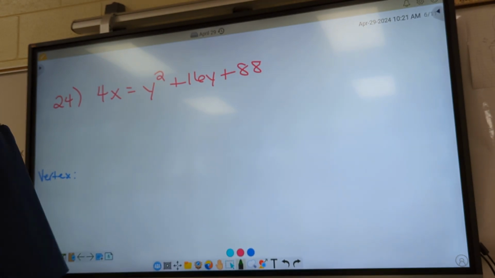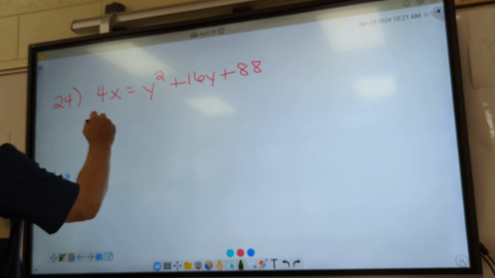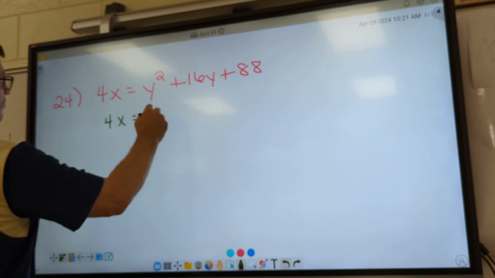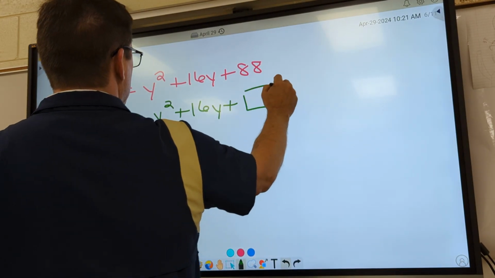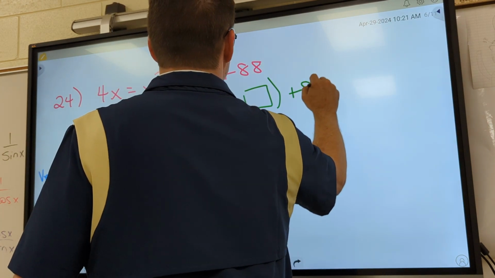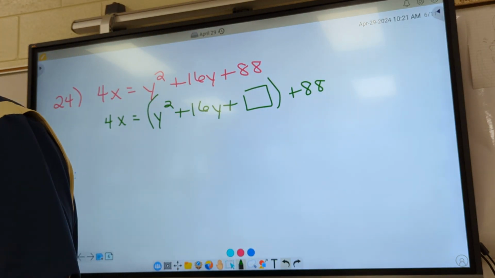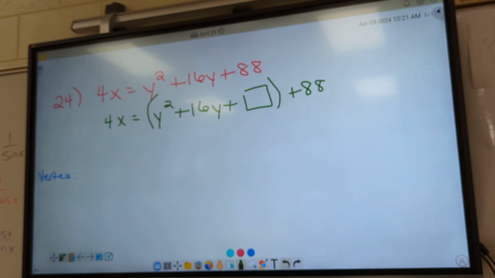24, just like we've been doing. We're going to leave the 4x over here on the left side. We're going to make our box for our group. You guys fill that in for me. The plus 88 we just moved down. Do that step. Good. The same way that we've been doing it. What we'll do on the very last step, we'll just divide by 4, get rid of it. Palms are up, Cody.